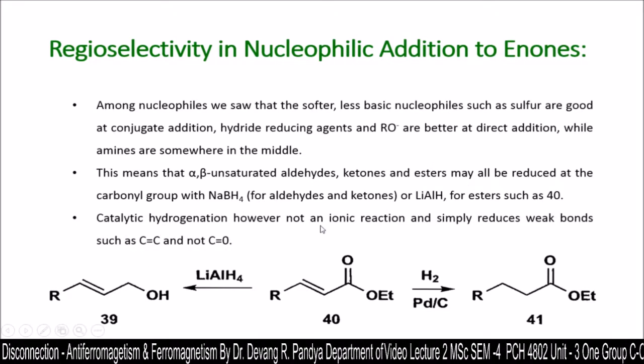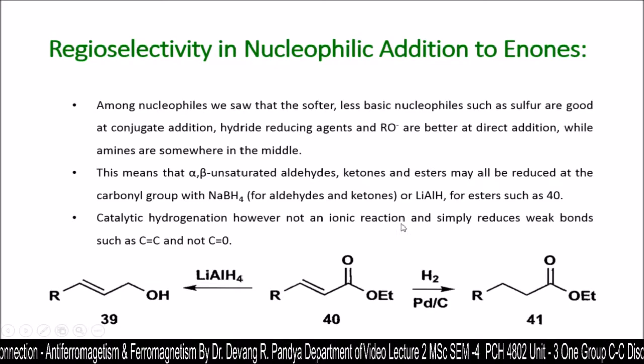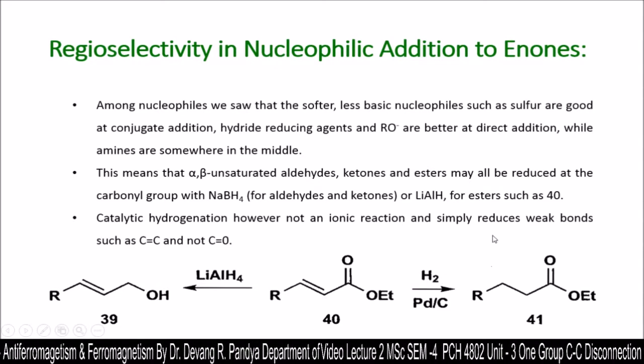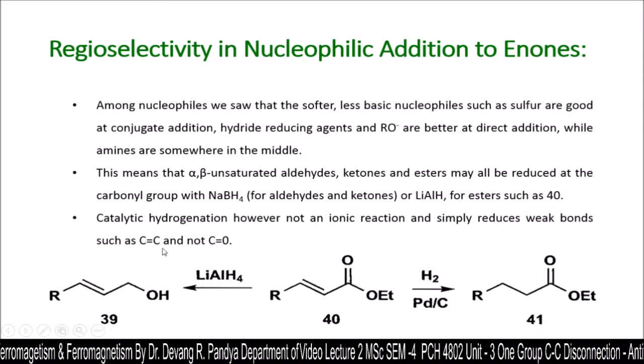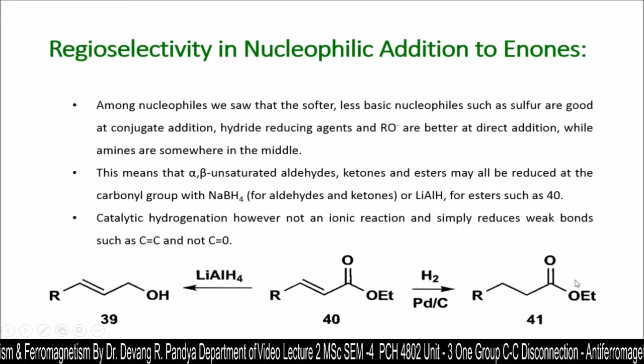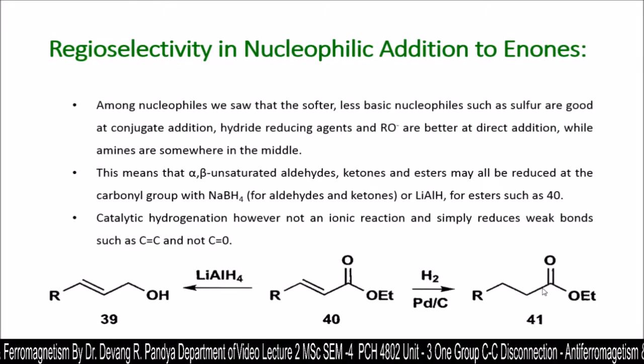Catalytic hydrogenation, however, is not an ionic reaction. Catalytic hydrogenation simply reduces weak bonds such as carbon double bond carbon or carbon double bond oxygen, and it is going to give us structure 41.